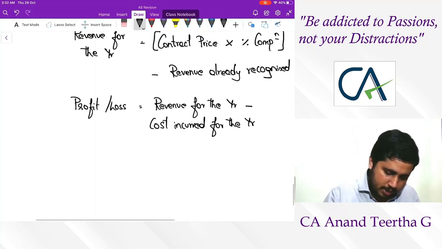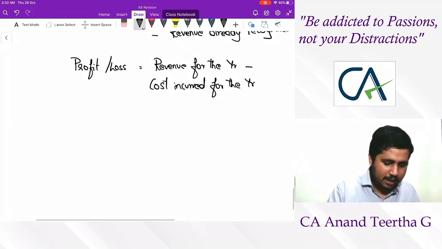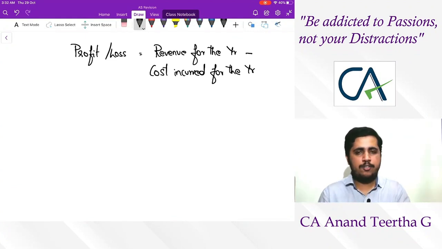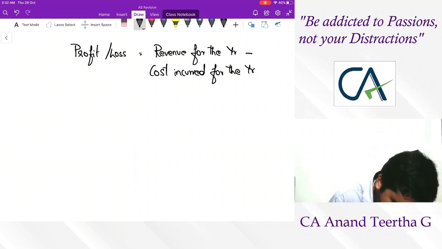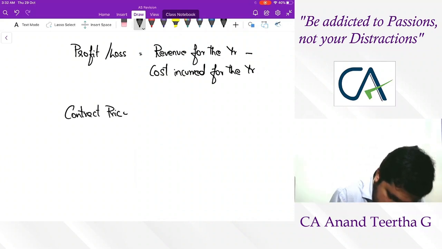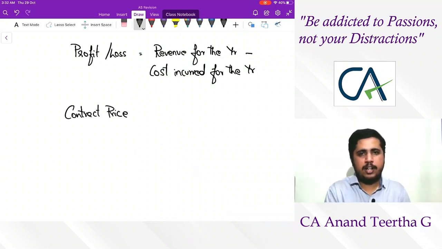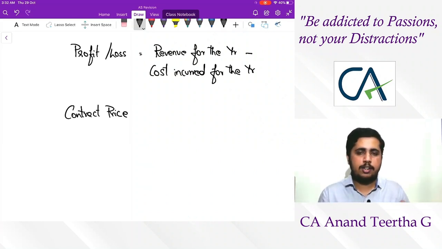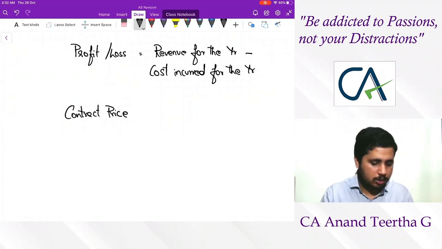Now, apart from whatever calculations we have done, we saw certain terms, and it would be better if you know what the inclusions in those terms are. Number one, what do I mean by contract price? We have told you, when it comes to a fixed price contract, the contract price is fixed. Revenue for the year is calculated as contract price into percentage completion. So what is involved in the contract price? Contract price is basically the price at which the contract is entered into. What are the inclusions?